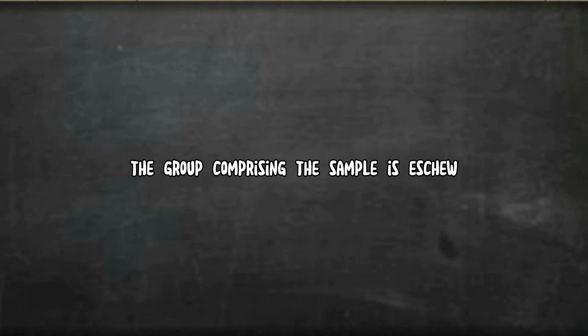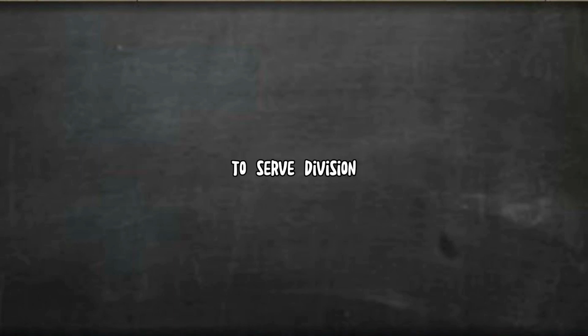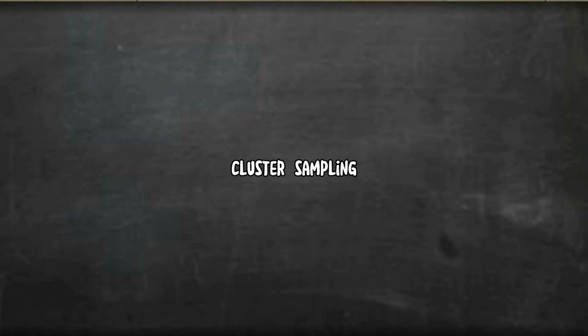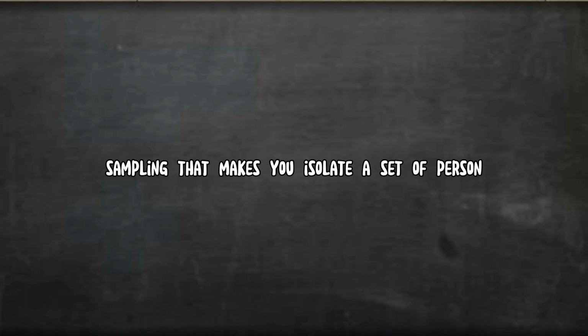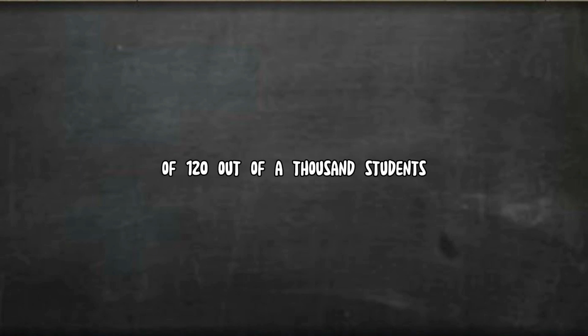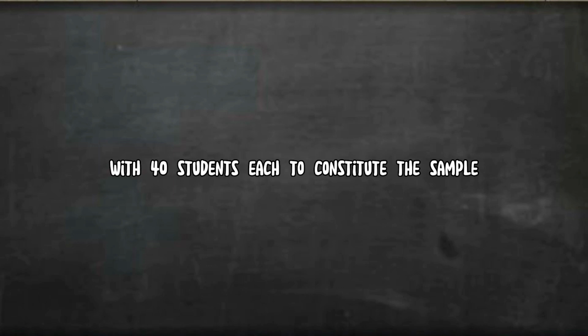Stratified sampling. The group comprising the sample is chosen in a way that such group is liable to subdivision during the data analysis stage. A study needing group-by-group analysis finds stratified sampling the right probability sampling to use. Cluster sampling. This is a probability sampling that makes you isolate a set of persons instead of individual members to serve as sample members. For example, if you want to have a sample of 120 out of 1,000 students, you can randomly select 3 sections with 40 students each to constitute the sample.